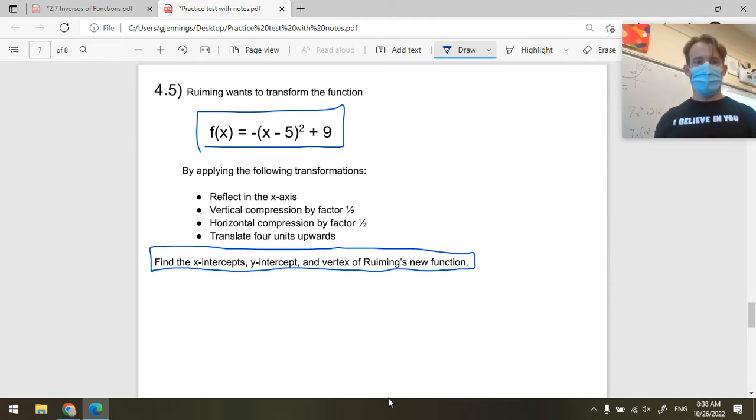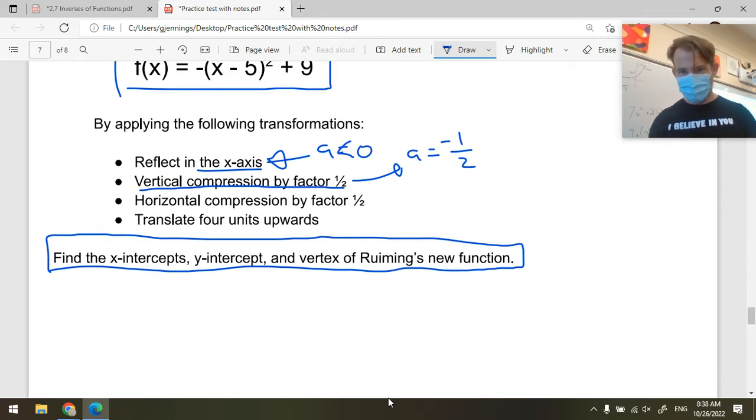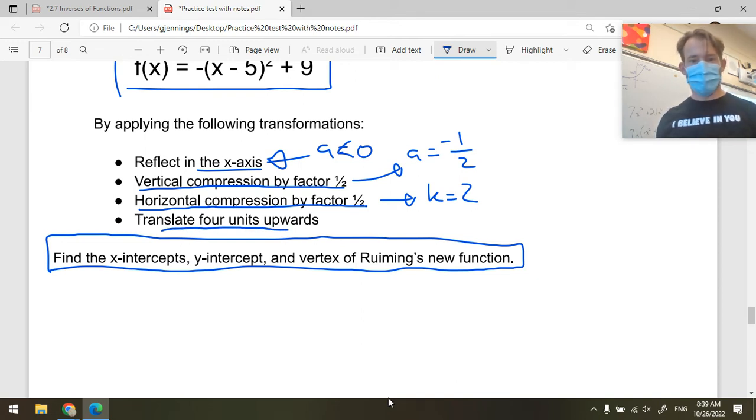Okay, so let's go. I know that I want to reflect in the x-axis. So that's going to mean a is less than 0. Okay, vertical compression by factor 1/2. So that actually tells me that a is equal to negative 1/2 because I want to reflect in the x-axis and then compress vertically. Horizontal compression by factor 1/2. K will compress horizontally when k is equal to 2. So that's going to squeeze it. So that's going to be your horizontal compression. And then we're going to translate this thing 4 units upwards. So that's c is equal to 4.